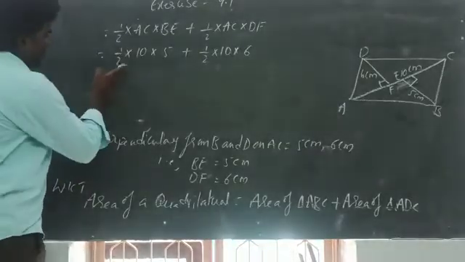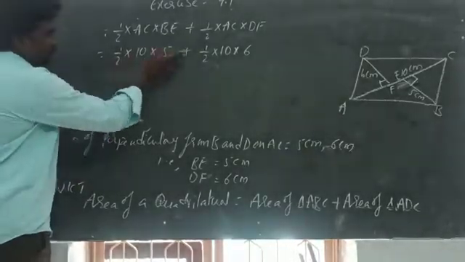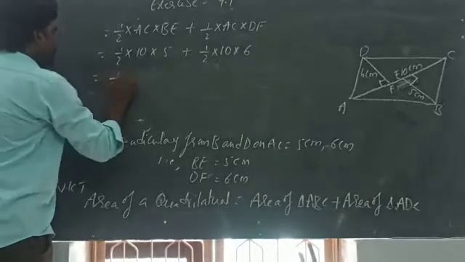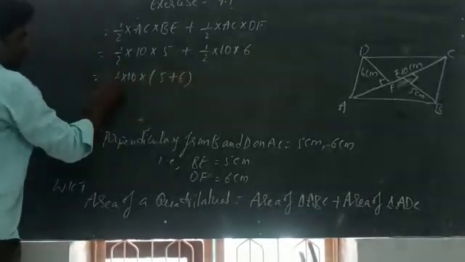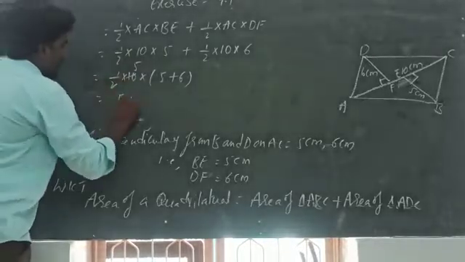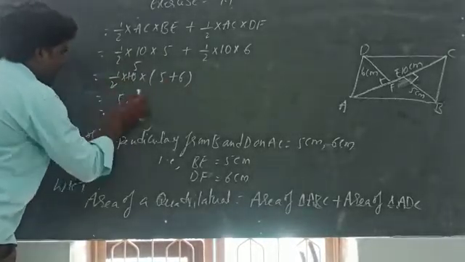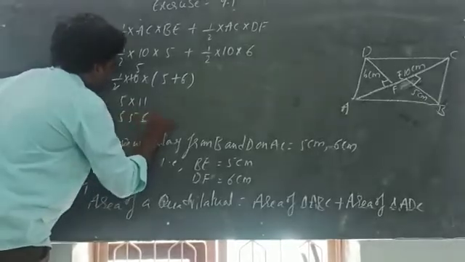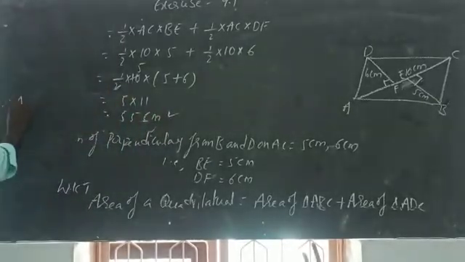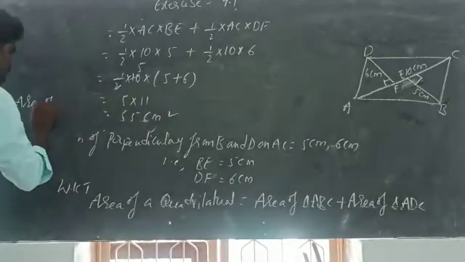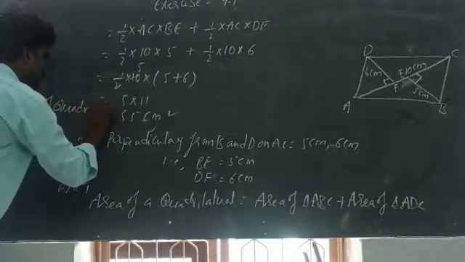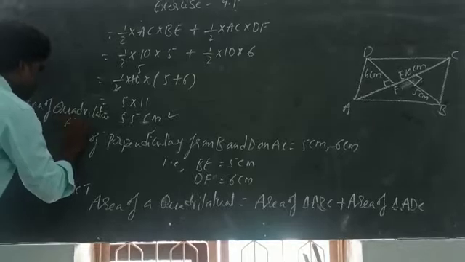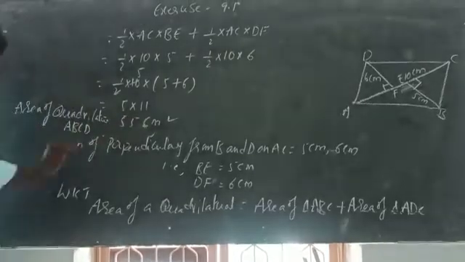In these two, what is common? 1 by 2 into 10, 1 by 2 into 10. So take it outside. What is remaining? 5 plus 6. So 1 by 2 into 10 is 5, 5 into 5 plus 6, that is 11. 5 elevens are 55 centimeter square. So therefore, the area of quadrilateral ABCD is equal to 55 centimeter square.